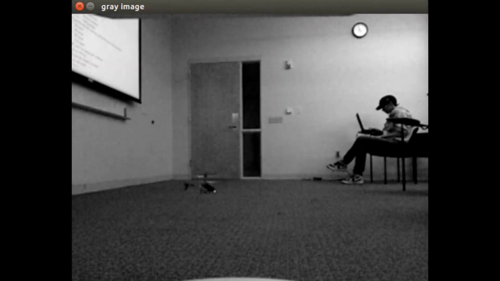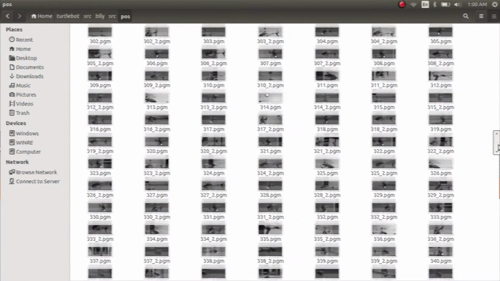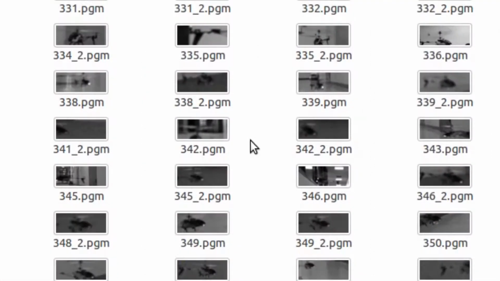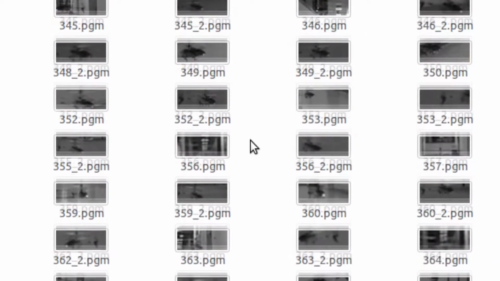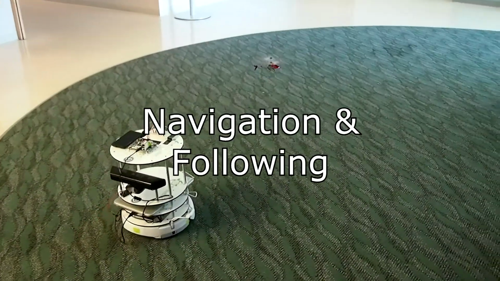We then send these final candidates to the RGB stream to make sure they look like our copter. They are passed into a cascade classifier which was trained from hundreds of positive and negative copter images. If the candidate passes this final stage, it is determined to be our copter and its 3D point is published through ROS to the follower code.